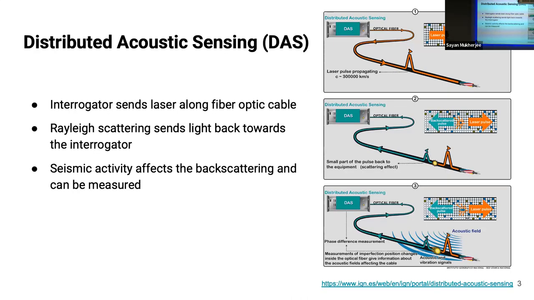So what is DAS? DAS is essentially using fiber optic cables as a kind of acoustic sensor. And you have a DAS interrogator box that sends a laser pulse along your cable. And then along the way, there's Rayleigh scattering that occurs, and you have some light that is backscattered back towards your source, towards the interrogator. And in this way, when you have acoustic signals going off in your environment, you're able to measure this as strain or displacement on your cable.